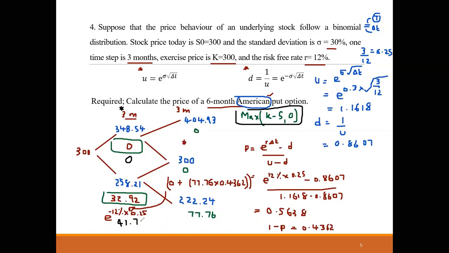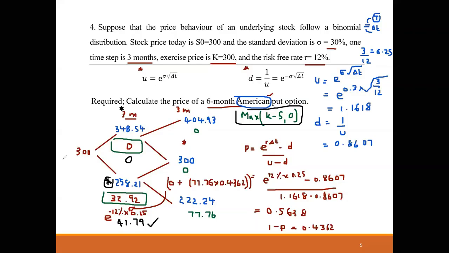That is 41.79. So what this means is that you will be better off if you exercise the option at this point. Why? Because you will get a payoff of 41.79. If you had waited till maturity, your payoff at this point would have been 32.92. So you will choose to exercise this particular option early if the price goes down after 3 months.